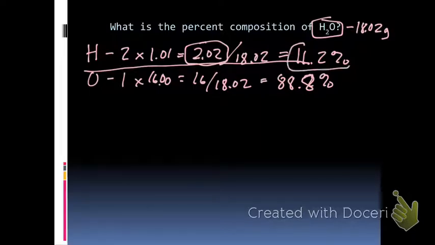Now, you don't necessarily have to solve for oxygen. Once you figure out hydrogen's percent composition, you could figure out oxygen's percent composition. You could just subtract from 100, right? Because oxygen is the only other element. The percent should be the difference between 100 and 11.2%. Okay? So there's multiple ways of solving it.